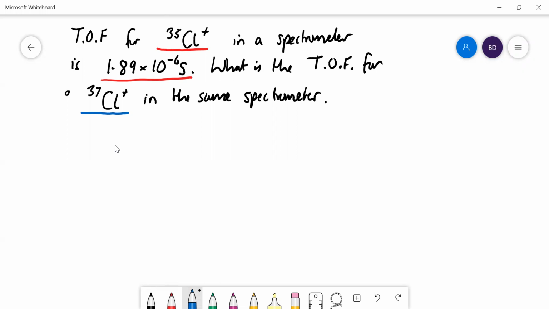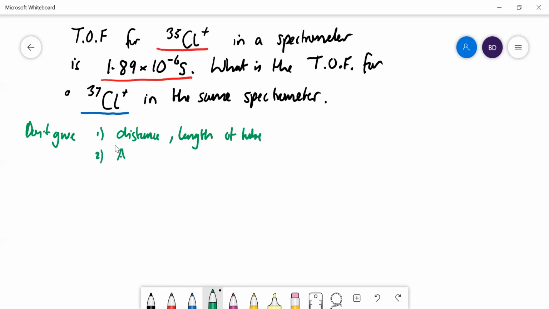Now, let's see what they don't tell you. All the stuff that they normally do. They don't give you the distance, i.e. the length of the spectrometer tube. They don't give you an accurate value for the Avogadro number. And they don't give you the kinetic energy transferred to the ions. So how are you going to do that?